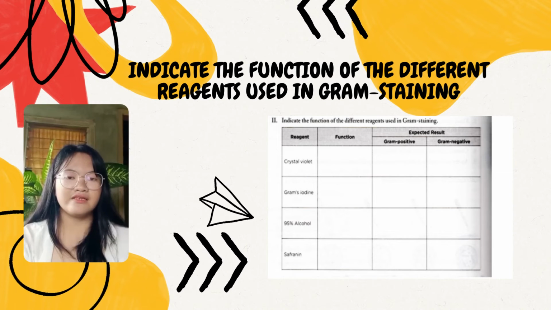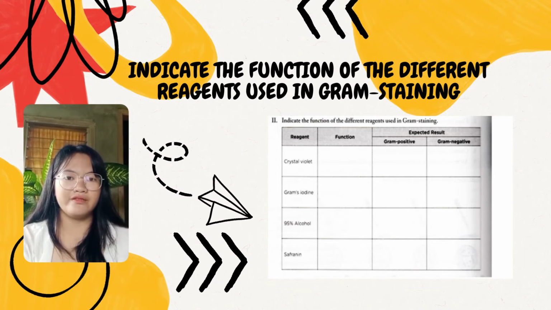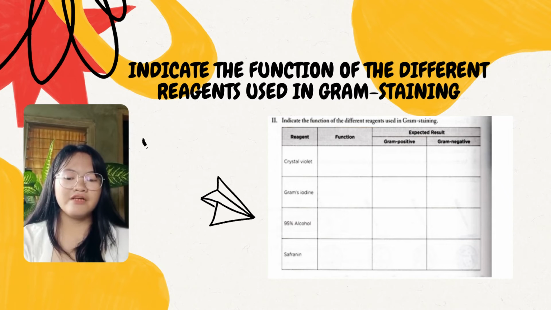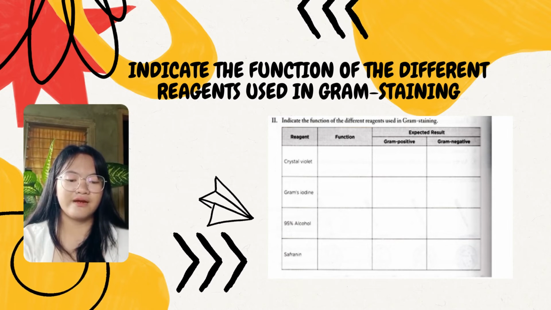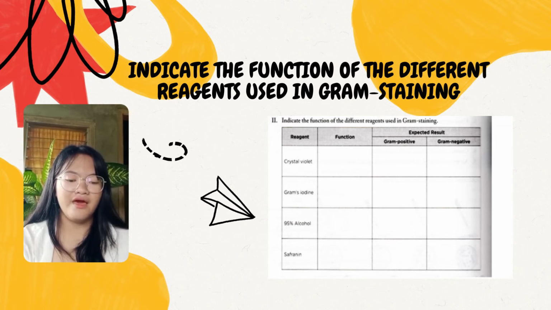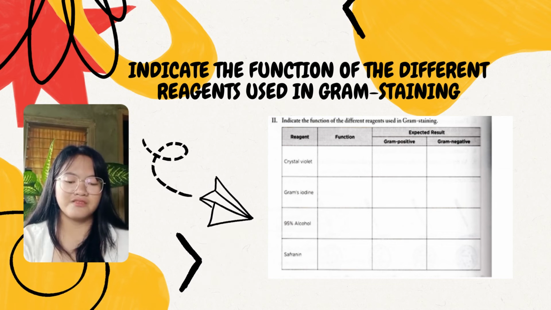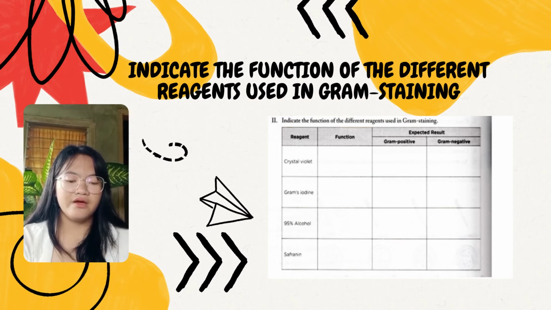I will discuss lab activity number 2 in gram staining. In lab activity number 2, indicate the function of the different reagents used in gram staining. Reagent, crystal violet. Function, primary stain. Expected result in gram-positive, purple or blue. In gram-negative, purple or blue.